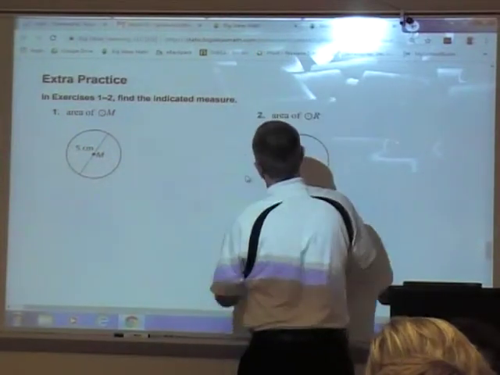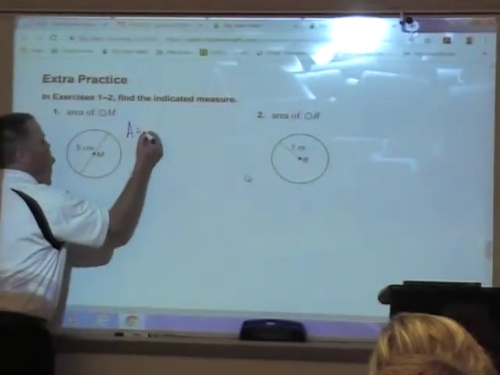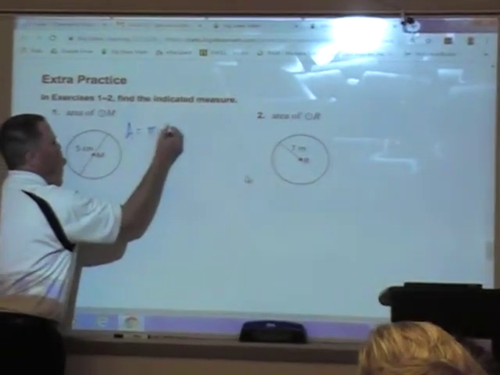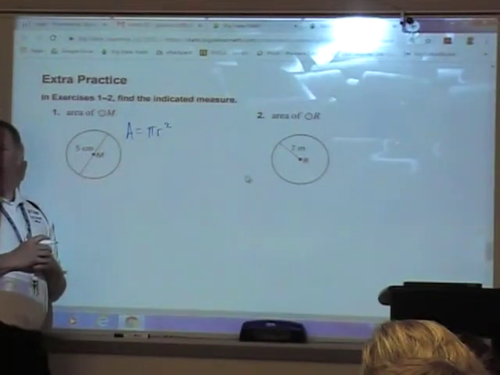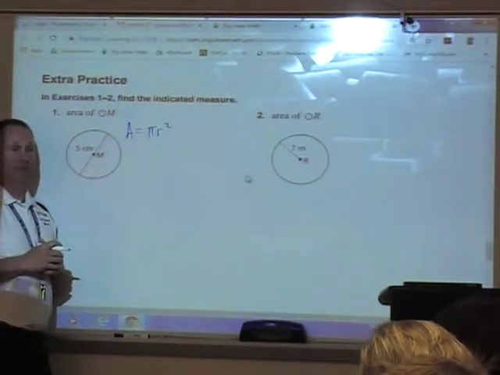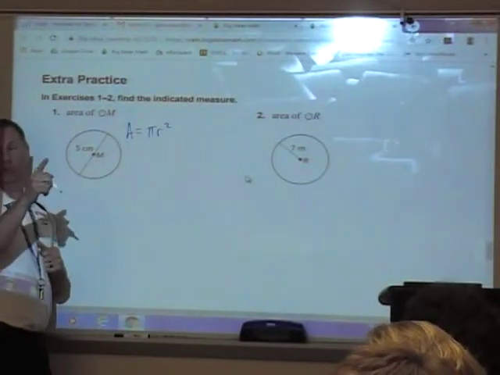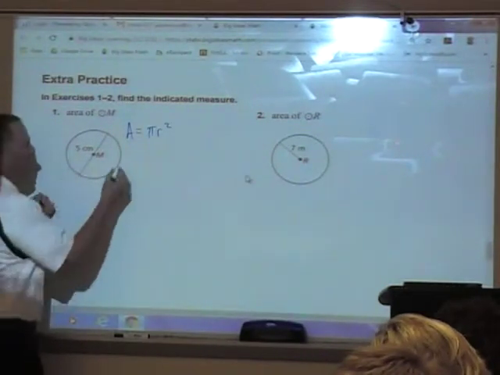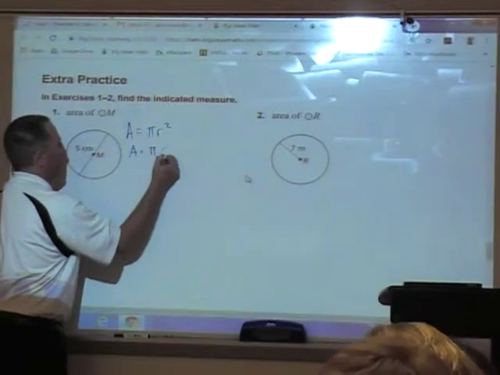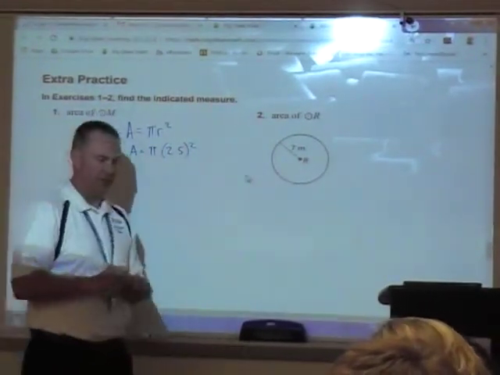Let's make sure we can do two simple problems. Area of a circle. A equals pi r squared. So I need r. What is r? What's your radius? Your diameter is 5, so your radius is 2.5. Half of your diameter, excuse me. So the area is pi times 2.5 squared. I want the exact answer and the rounded answer. So what is 2.5 squared, everybody?